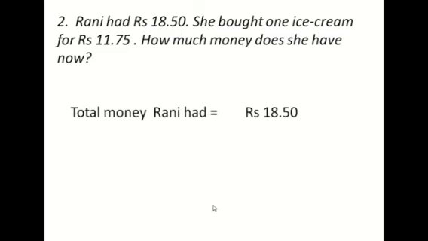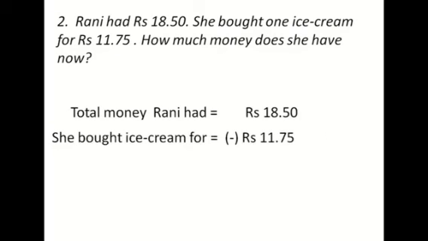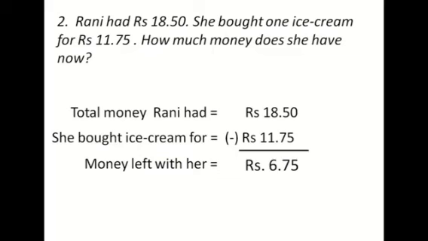Total money Rani had rupees 18.50. She bought ice cream for rupees 11.75. So place the digits in proper places. Money left with her. Do the subtraction and place the decimal point how it is given for 18.50 and 11.75. From the right, take 2 steps and place your decimal point. It is 6.75. So you can write the final answer, rupees 6.75 left with her.